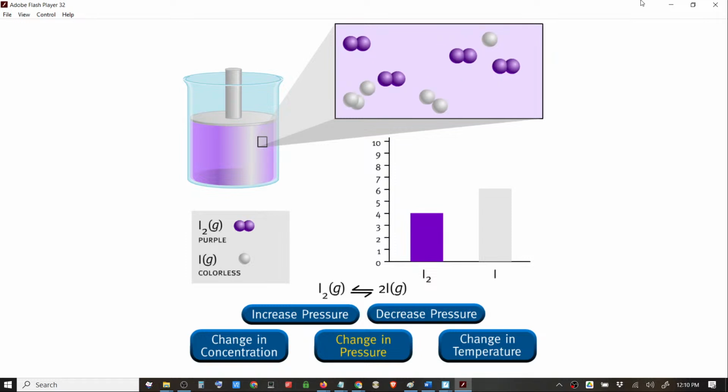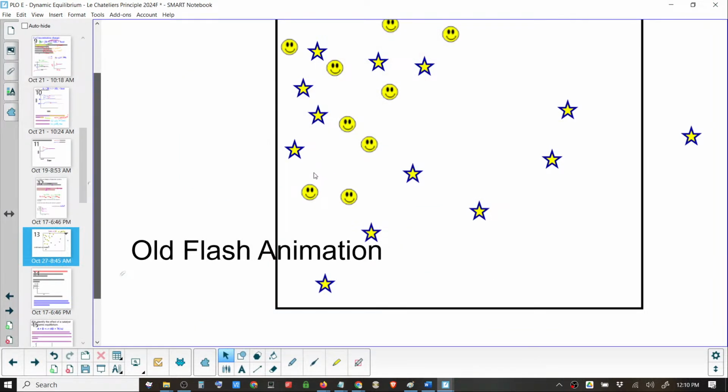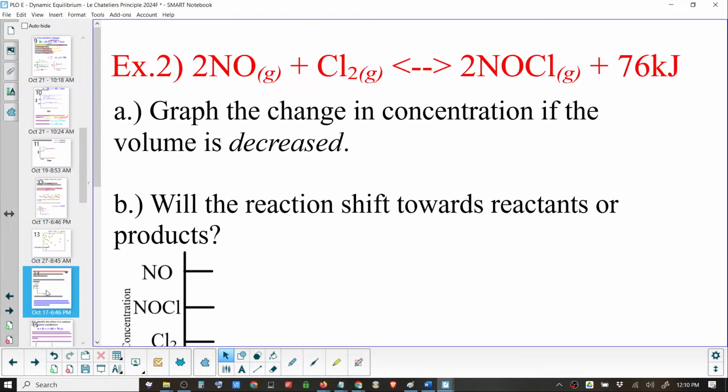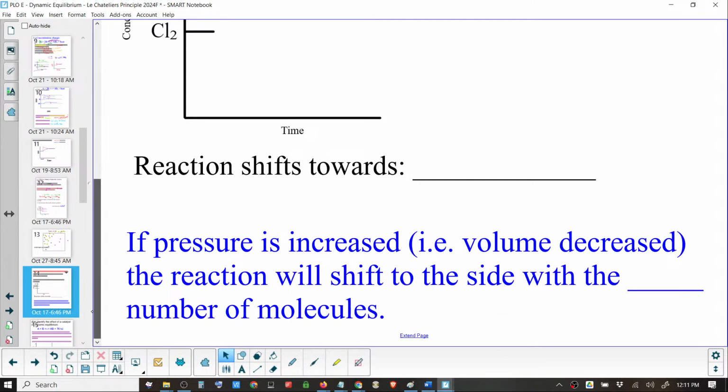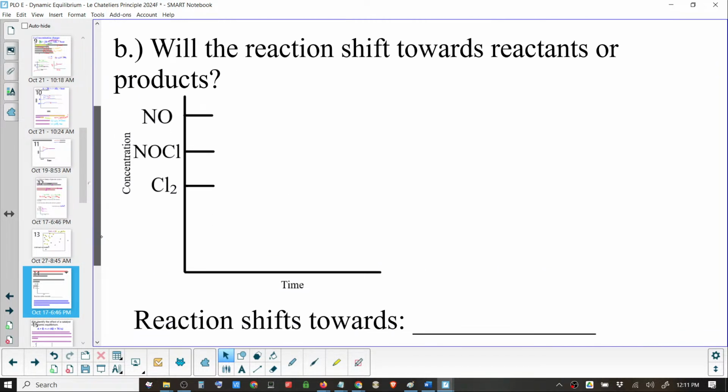Yeah, you can stop talking. So, graph the concentration if the volume is decreased for this particular reaction. Will it shift towards reactants and products? And graph it. Fill in the blank. I'll do it with 10.